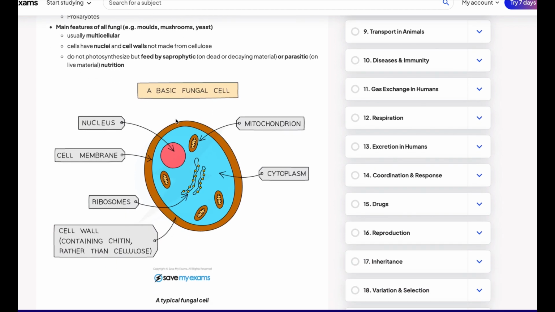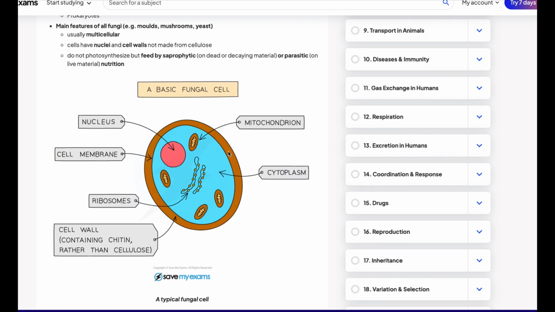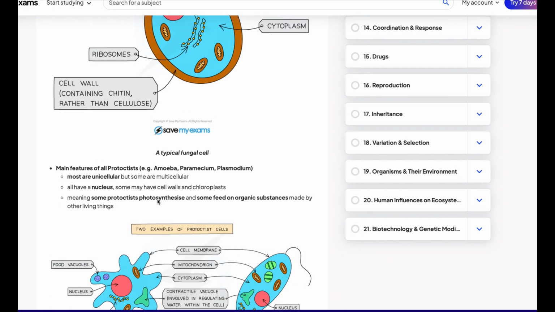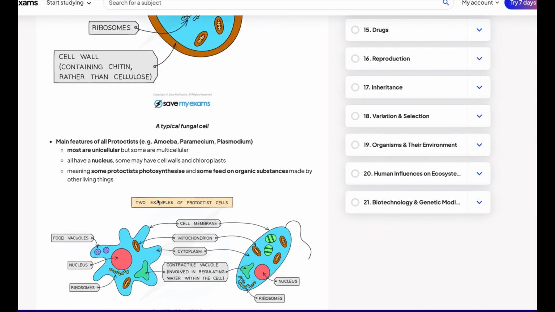So let's take a look at the basic fungi cell. They have a nucleus, they have a cell membrane, they have ribosomes. If you look at this, animals have this, animals have this. They have cytoplasm, and they have mitochondria. Now the cell wall contains chitin rather than cellulose. You know, for plants it's a cellulose cell wall. For fungi, it's called chitin. So that's a typical fungi cell.